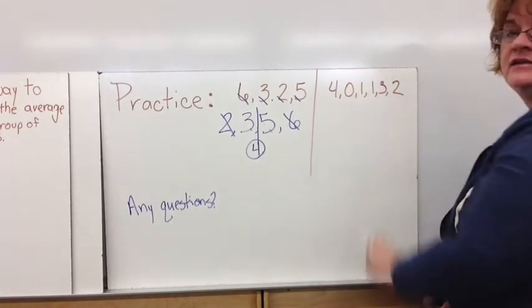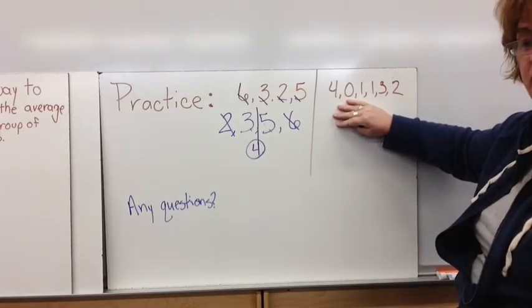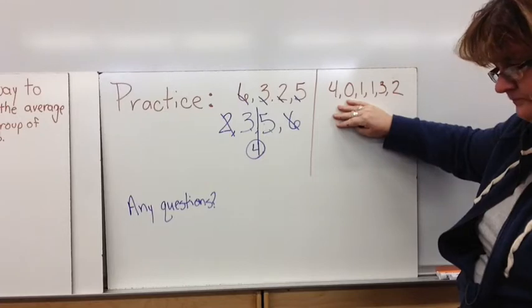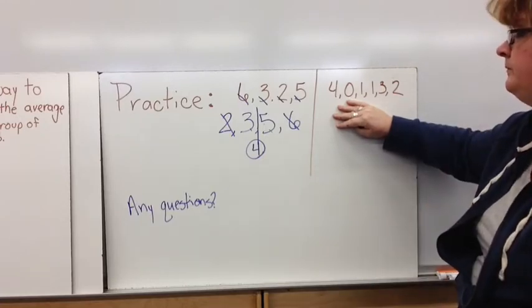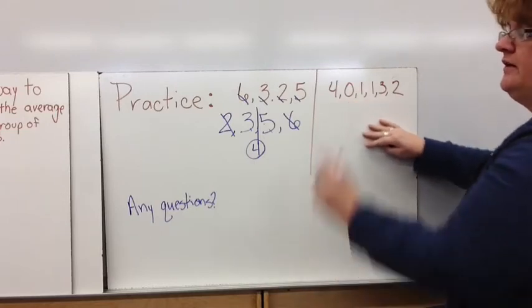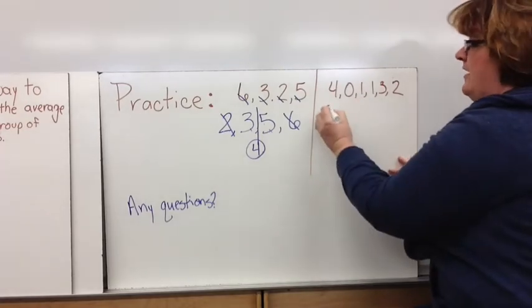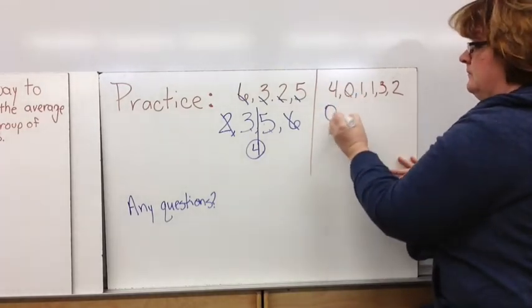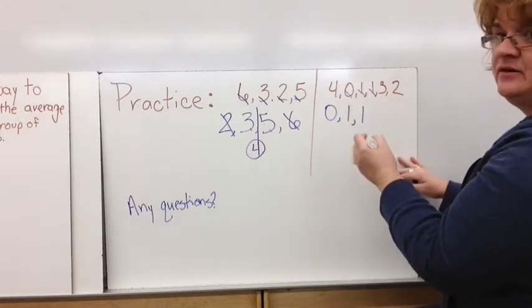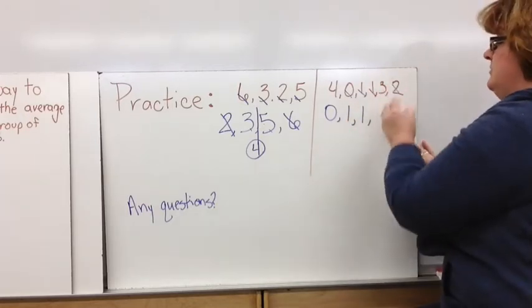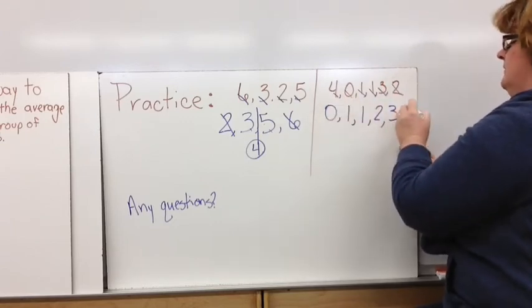Let's go ahead and take a look at this set of numbers over here. Go ahead and write these numbers in your books. Okay, now we're going to work on the first step, which is putting them in order. You must always put them in order. So we have a 0, a 1, another 1. This is why I crossed them out in case I forget one. A 2, a 3, and a 4.